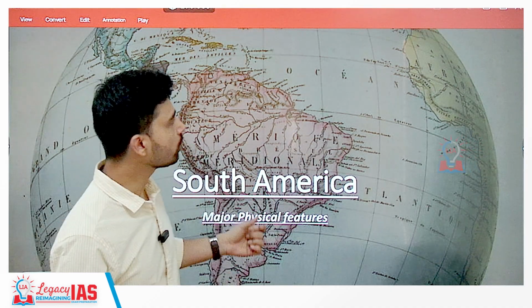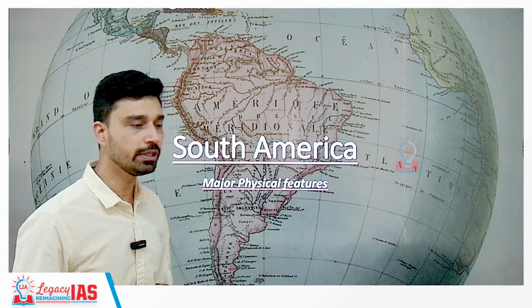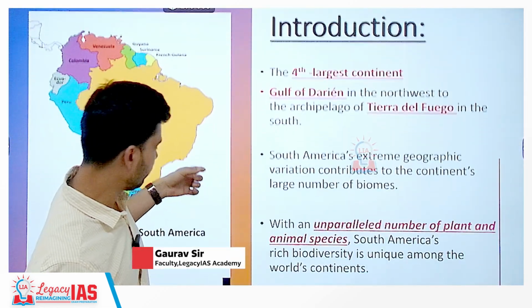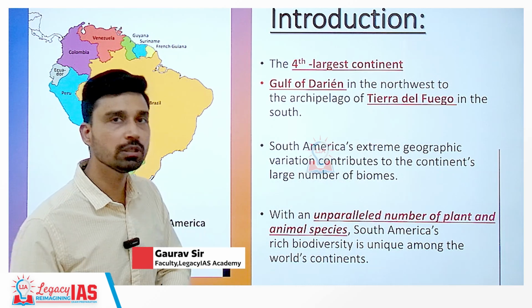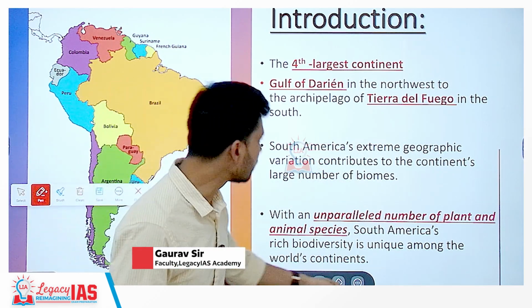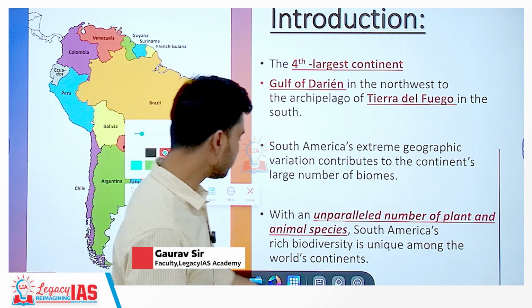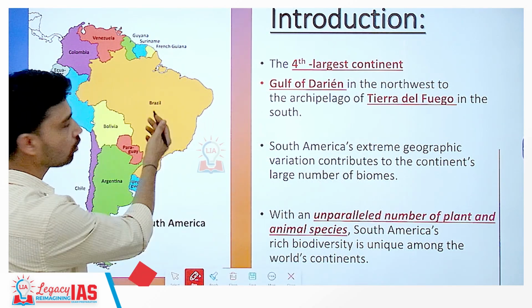In this video, we are going to discuss South America and the major physical features of the South American continent. So, first of all, some brief points we can discuss about South America. South America is the fourth largest continent of the earth in terms of area. Also, if you look at the extent of South America, this is the South American continent.